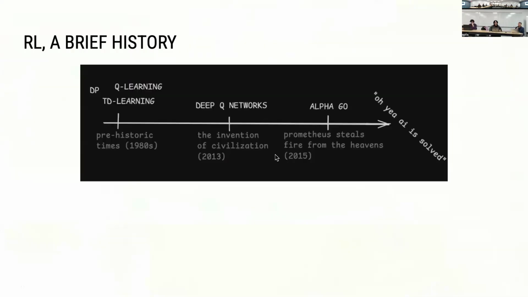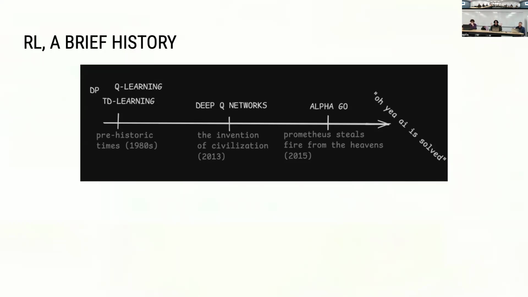Okay. Debate settled. Let's cover a brief history of reinforcement learning. We start back in the prehistoric times, aka the 1980s, with stuff like dynamic programming, Q-learning, temporal difference learning. Super old. And then around 2013, there was this whole gap in time where we tried different things.